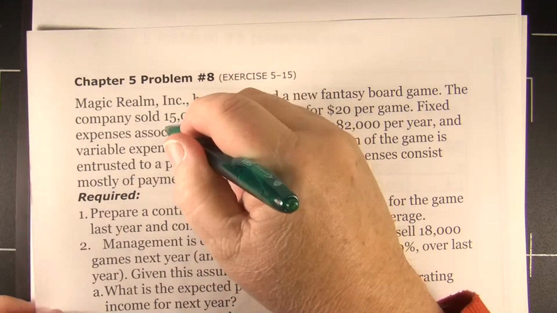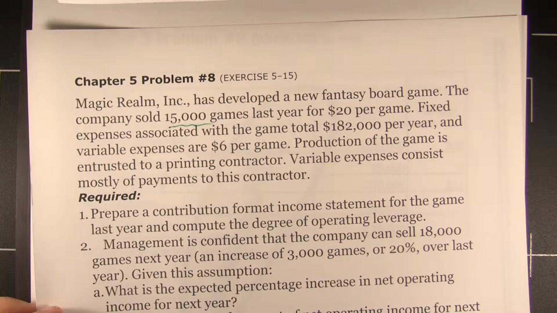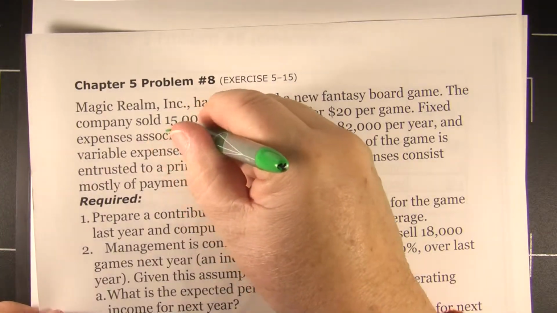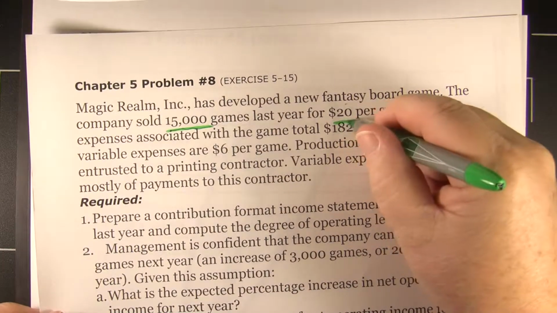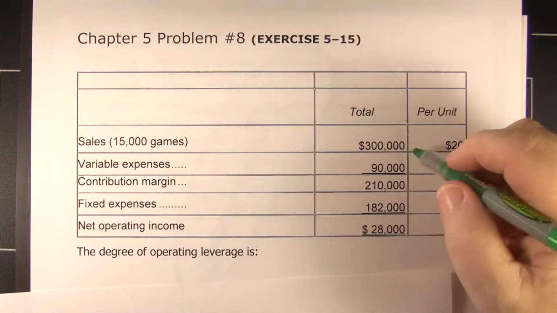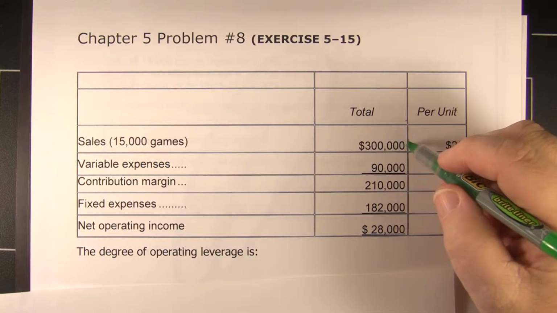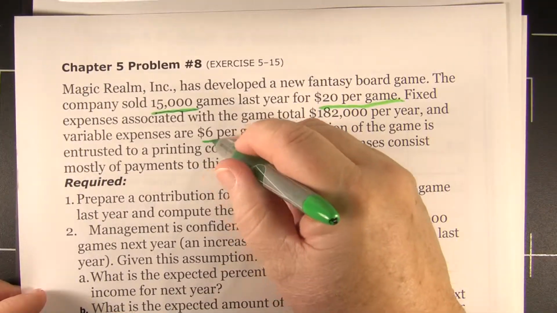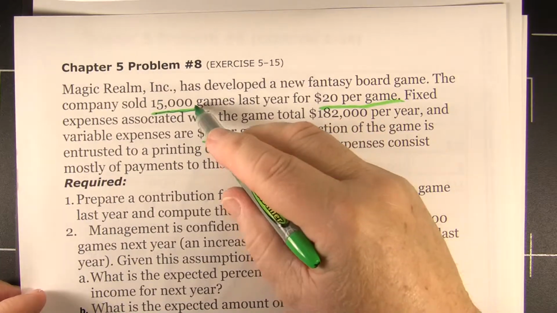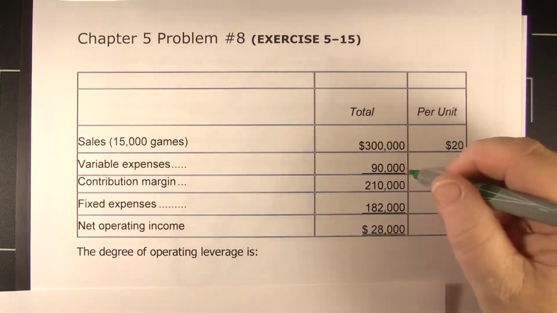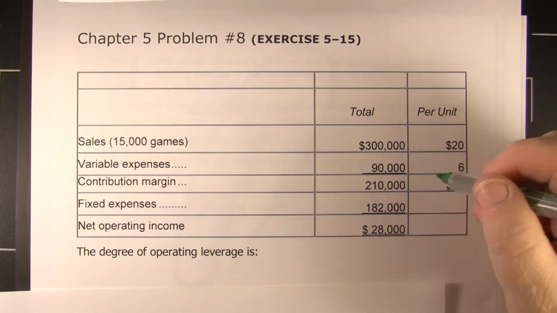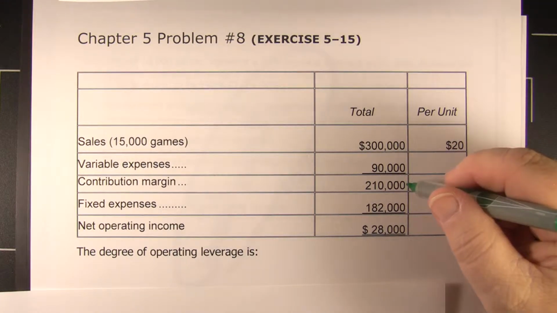They sold 15,000 games. 15,000 games at $20 per, that's where the 300 came from. The variable expense is 15,000 games at $6. That's where the 90 came from. So the contribution margin is just subtracting that, 70%.